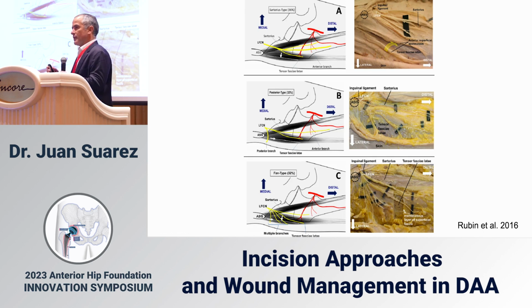And then there's the issue of the lateral femoral cutaneous nerve. This is Lee Rubin's work where he described the different anatomy of the lateral femoral cutaneous nerve. You have the sartorius, the posterior, and the fan type. And the concept is that with the crease incision, you're going to go across a larger area where the nerve is going to be. Therefore, there could be a higher incidence of lateral femoral cutaneous nerve injury.